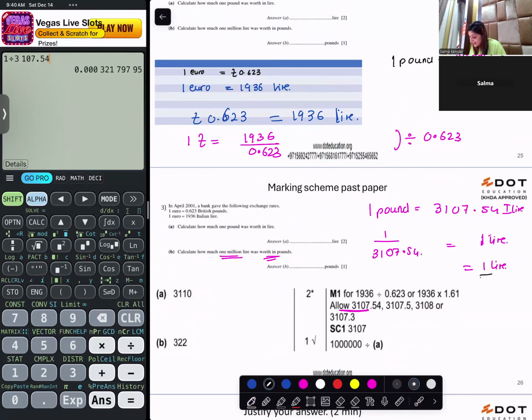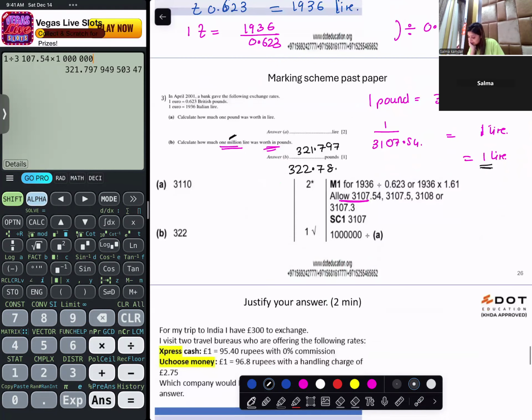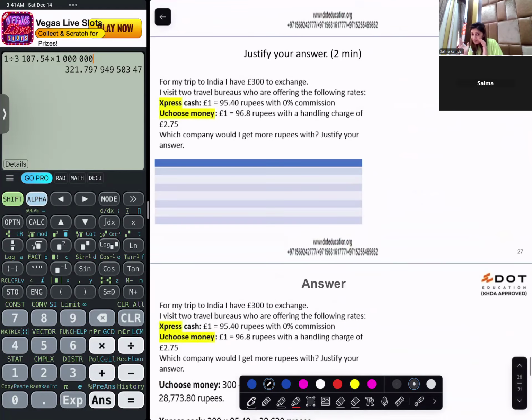Okay. So this is the value of one lire, if you can see it on your calculator. And I want to know how much 1 million lire is worth in pounds. So I would multiply this with 1 million. So I am getting 321.797. So it is worth 321.78 pounds. Okay. So this is it. Try the next question. Pause, try, then come back.